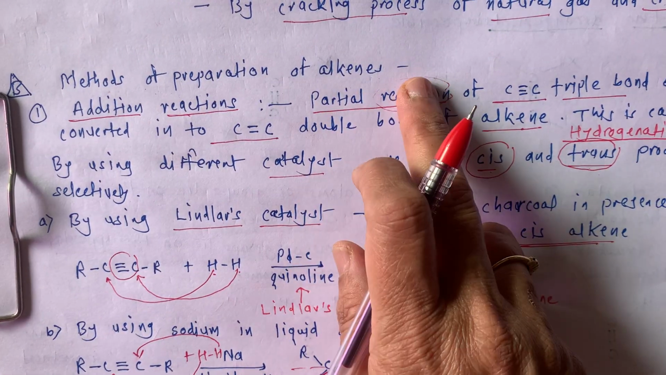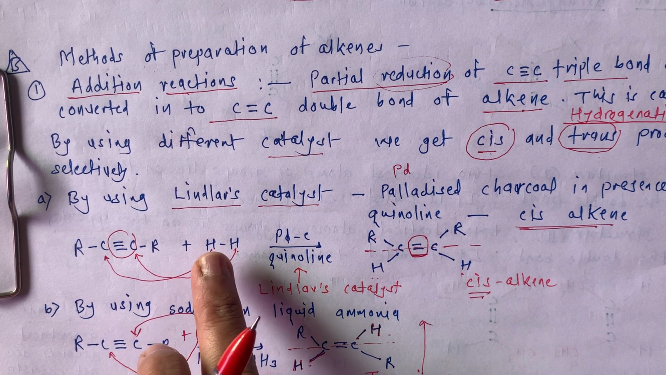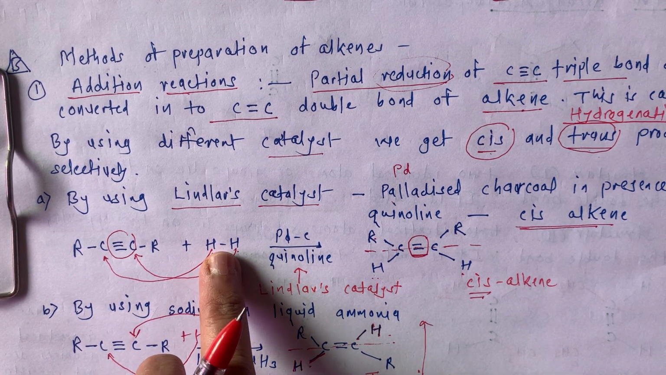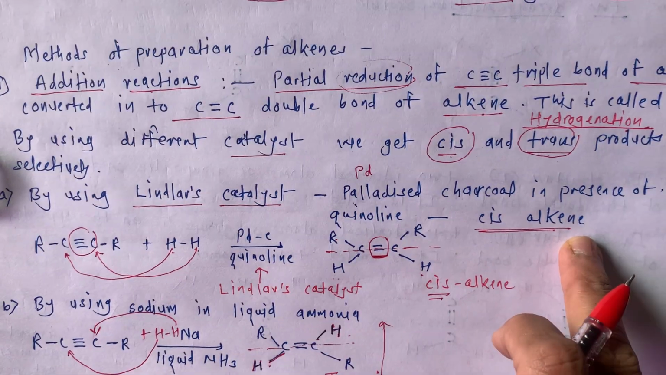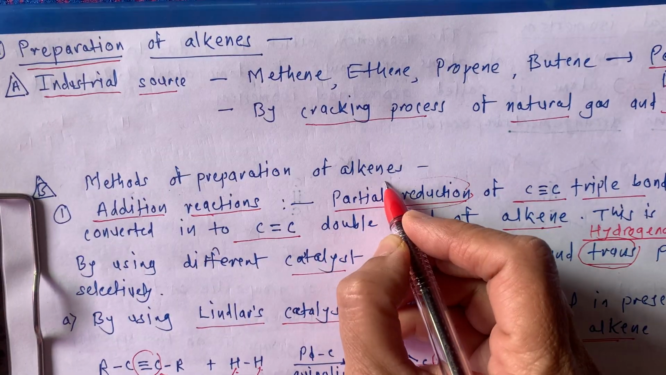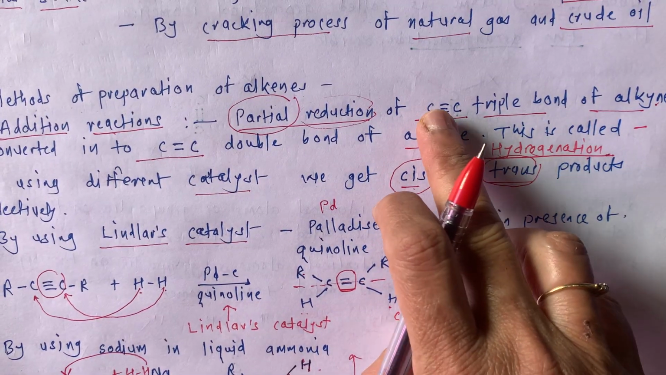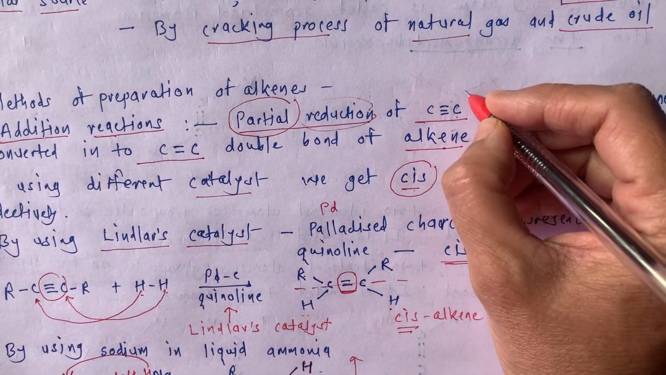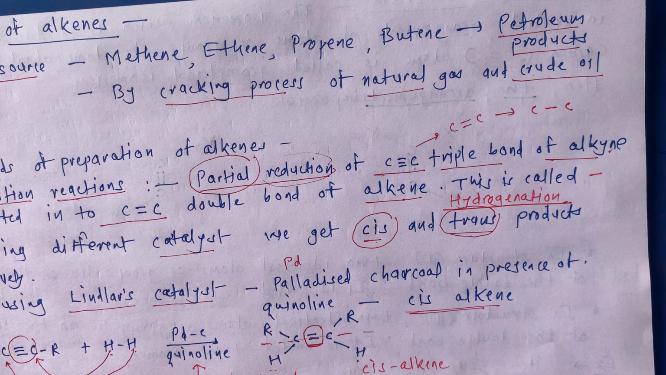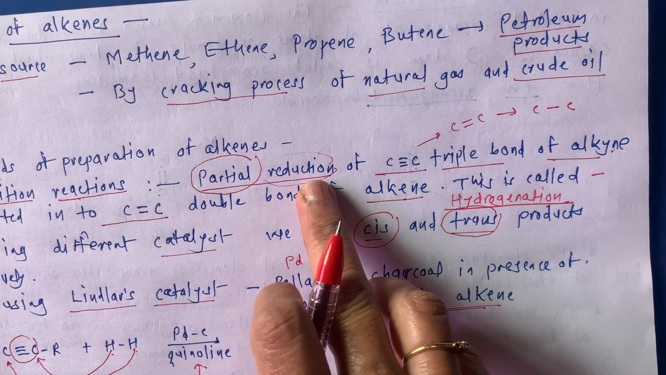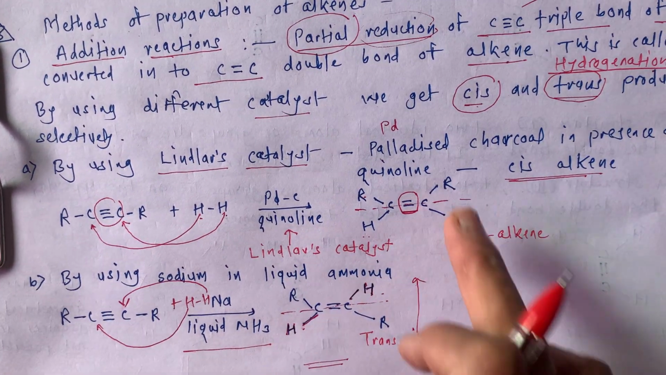Why are we saying this is partial? Because we control how many molecules of hydrogen we are going to use. If you do not stop that, this double bond is converted further into a single bond, and that's why we used the word partial, not complete reduction. If there is a complete reduction, then C triple bond C is converted first to C double bond C, then it is converted to a CC single bond, like this. But this is partial reduction, and we use these two catalysts to get two different products.